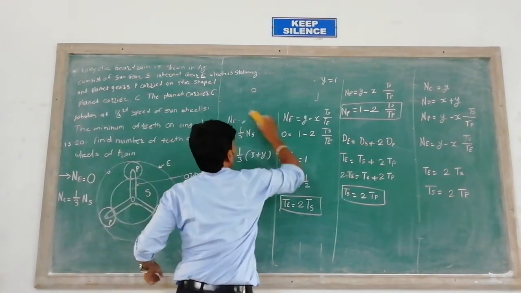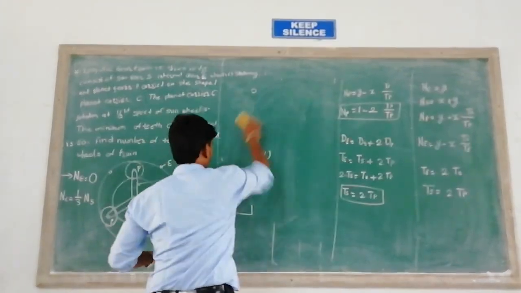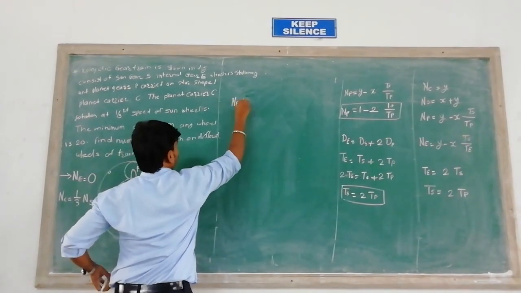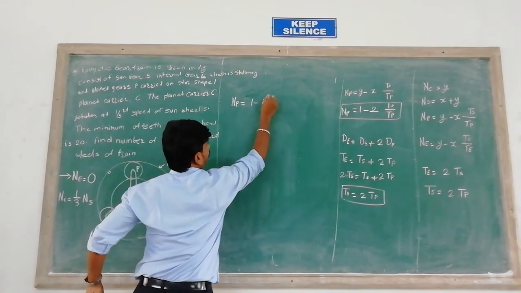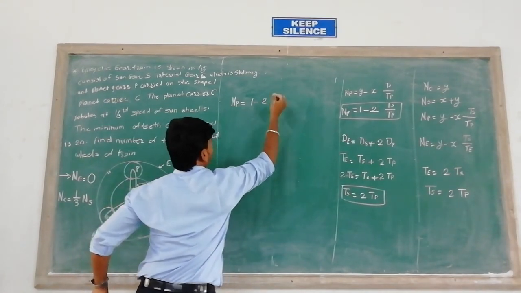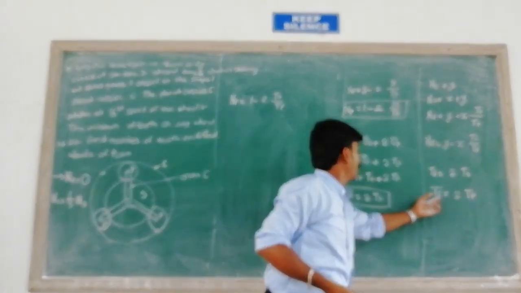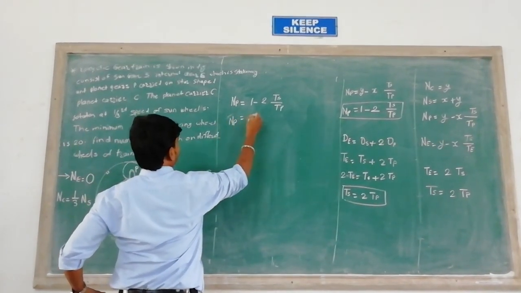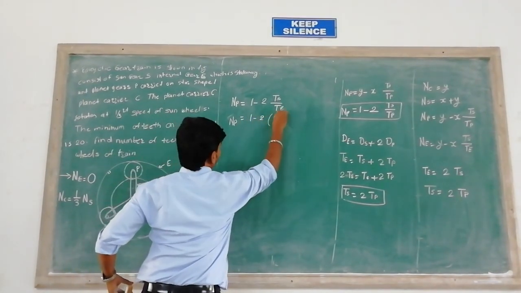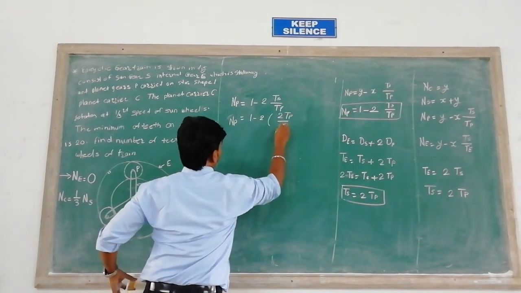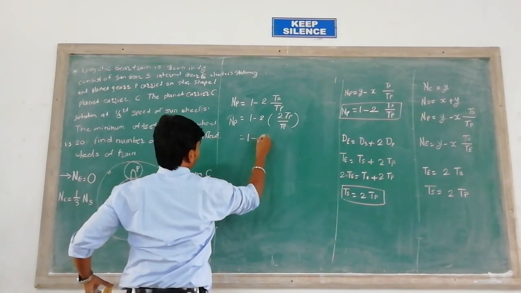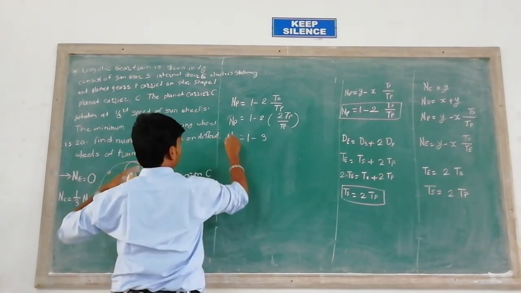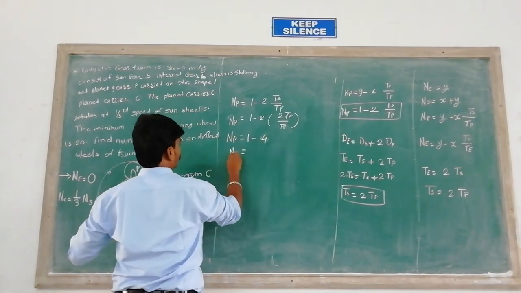Now here we have this equation, that is Np is equal to 1 minus 2 into Ts divided by Tp, where Ts is equal to 2 times Tp. Np is equal to 1 minus 2 into 2Tp divided by Tp. This Tp will get cancelled, and it is equal to 1 minus 3. And Np is equal to 1 minus 4. Np is equal to 3.